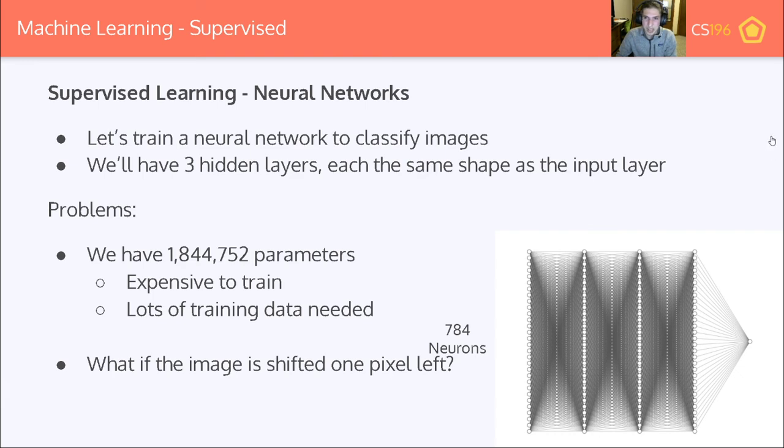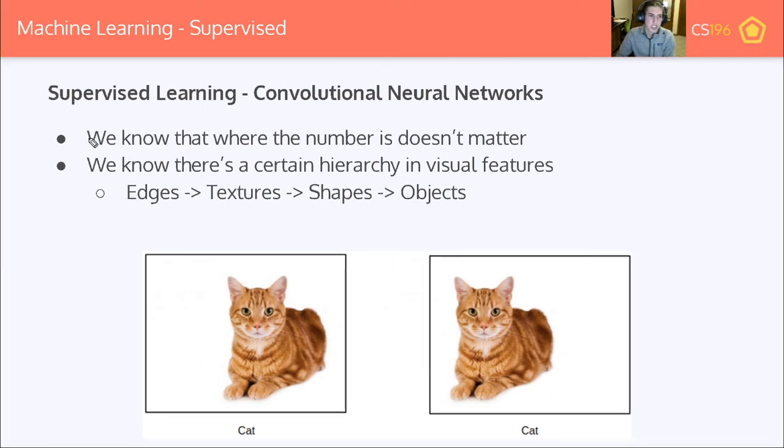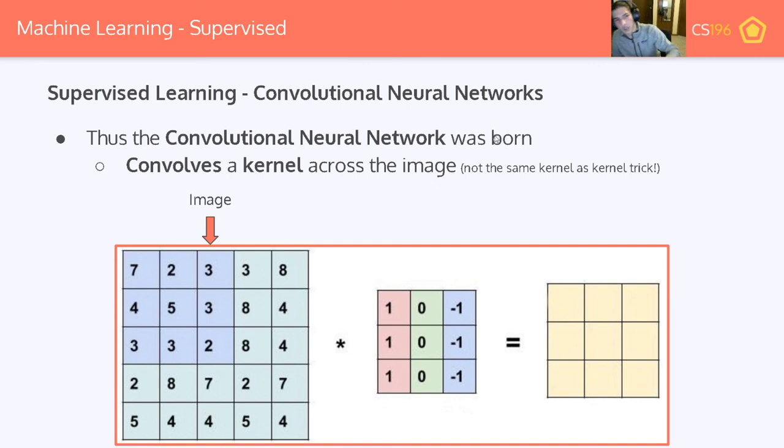Similarly, we'll ask a question: what if the image is shifted 1 pixel to the left? Your input data totally changes, but maybe it shouldn't. For example, these two images of a cat are functionally the same. So a big takeaway is, where the image is doesn't really matter if it's shifted. And we know there's a hierarchy of what we call visual features. We go from edges to textures, being the texture of a cat, to shapes like an ear, maybe 2 eyes, and eventually objects, being the cat itself, right? Hence, we create this thing called a convolutional neural network.